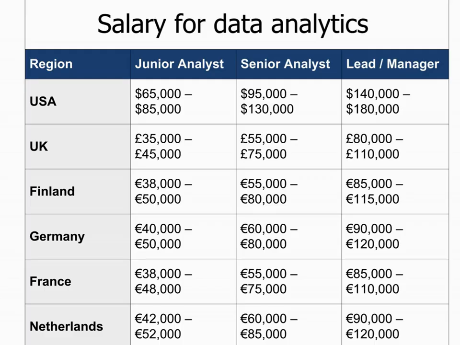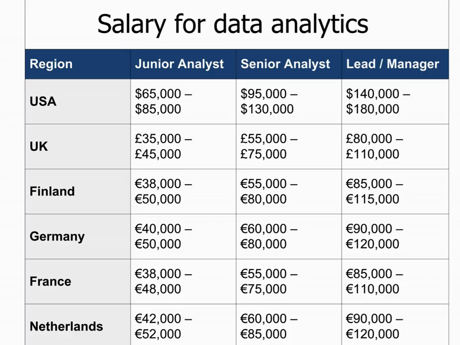At the lead analyst or manager level, compensation grows even further. These roles involve leadership responsibilities, project management, mentoring teams, and contributing to organizational strategy. Salaries often range from 80,000 to 180,000 per year, with the highest levels commonly found in large organizations and technology-focused industries. Looking at the different regions, the United States generally offers the highest salary ranges, while countries such as Finland, Germany, France, the Netherlands, and the United Kingdom also provide very competitive compensation and strong career opportunities.